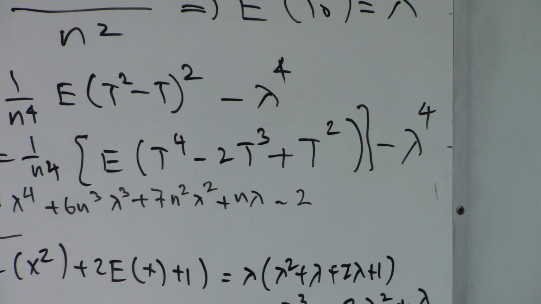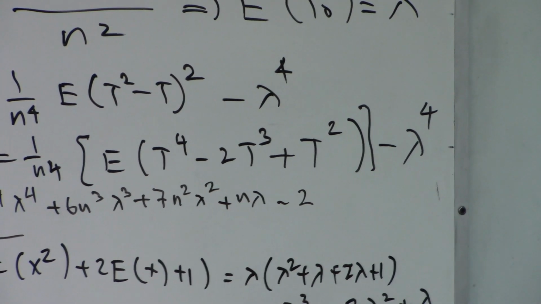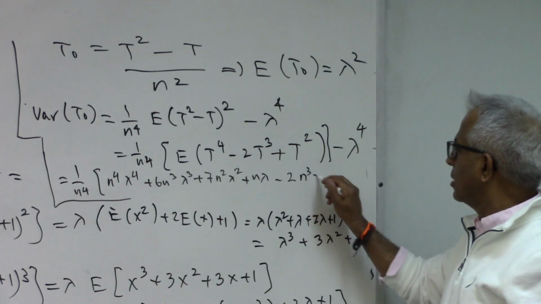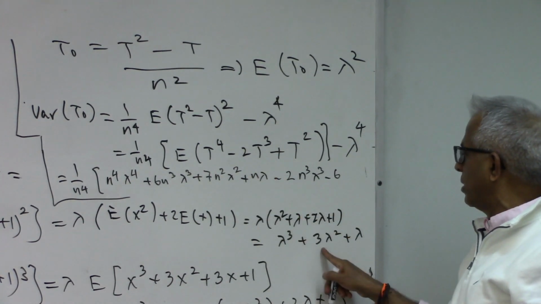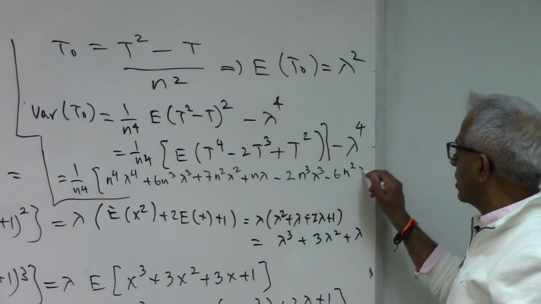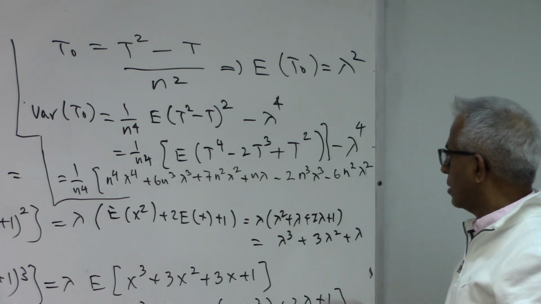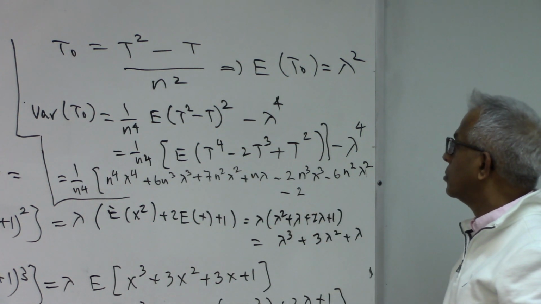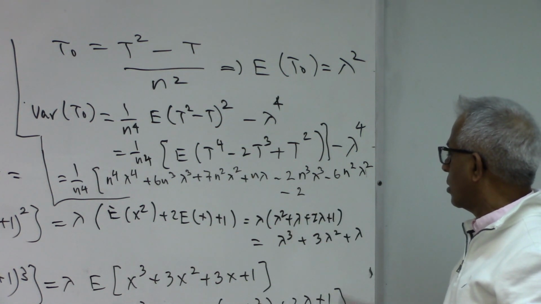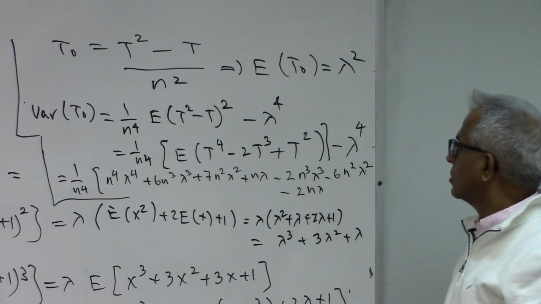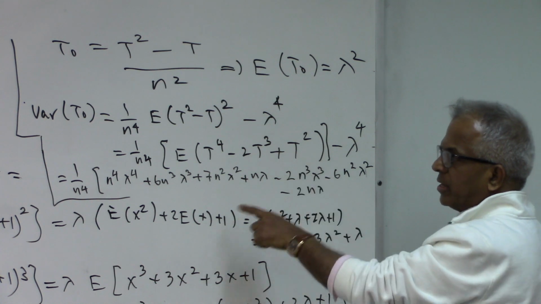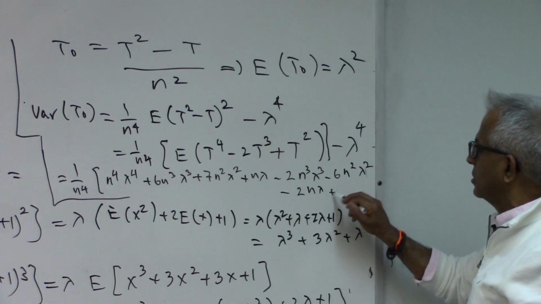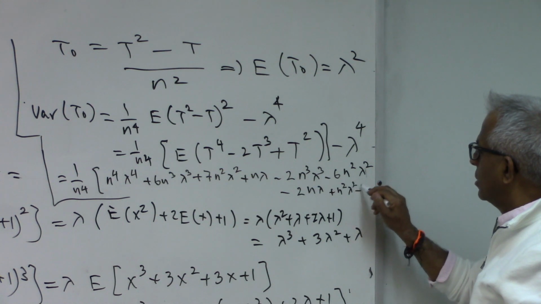Then minus 2 T cubed. T cubed is here. So minus 2 n cubed lambda cubed minus 6, because this 2 multiplied by 3, minus 6 n squared lambda squared minus 2 n lambda. So we are up to here. Then this T squared is lambda plus lambda squared. So that's n squared lambda squared plus n lambda.